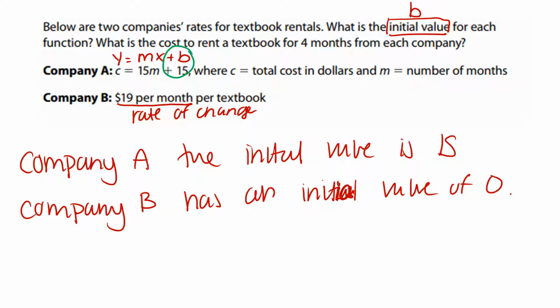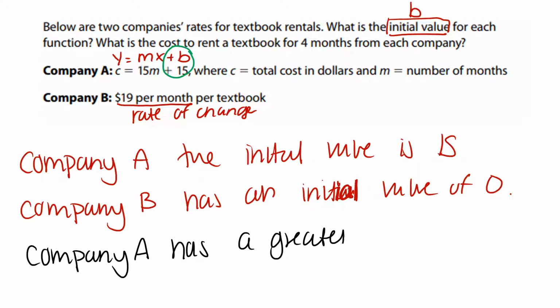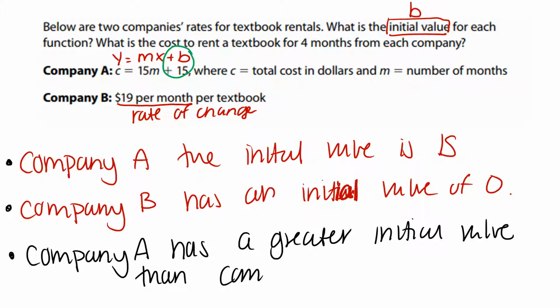There is no initial value for company B, so it's 0. So what overarching statement can we make? We could say that company A has a greater initial value. Notice, we made a statement about company A, we made a statement about company B, and we made a statement about both companies. Company A has a greater initial value than company B.